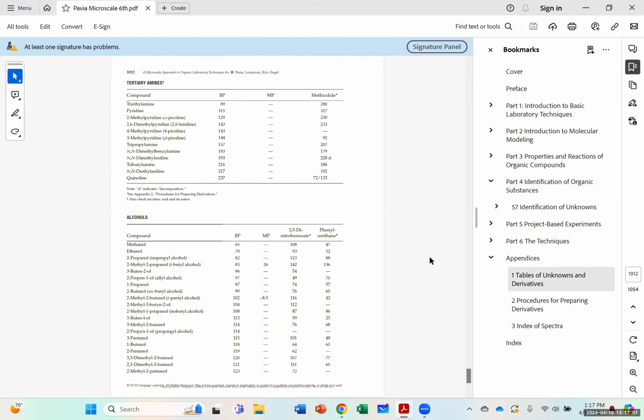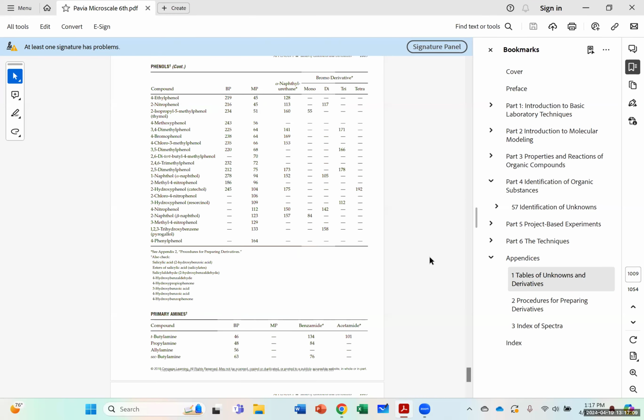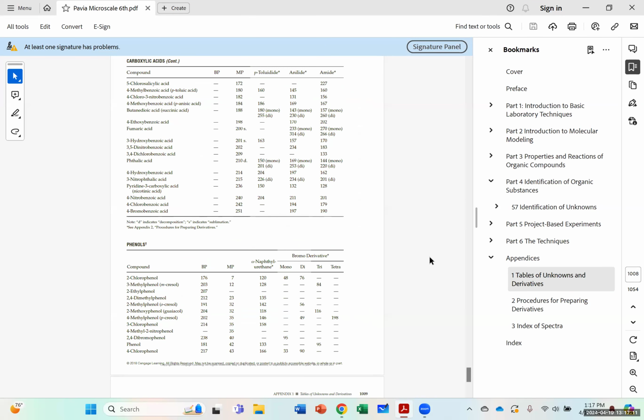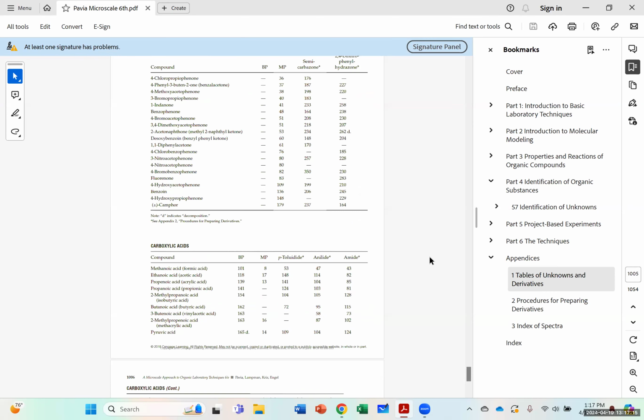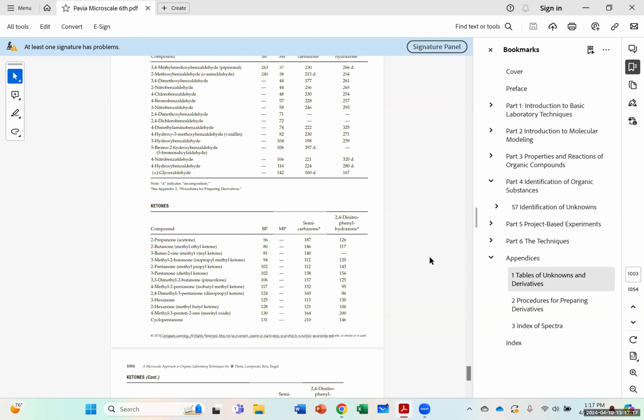but hear me out. You're going to get a melting point, you're going to get a boiling point, you're going to get IRs. And then you're going to look at this list and use that information to narrow it down. So let's say from the IR, you figured out you have a ketone. From your boiling point is 180.